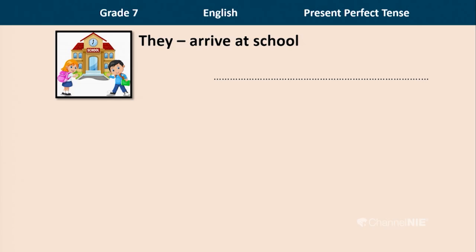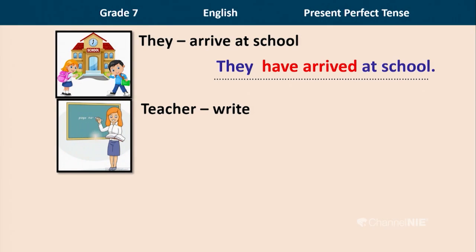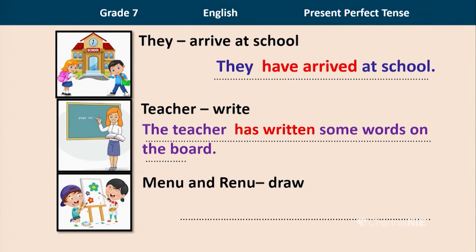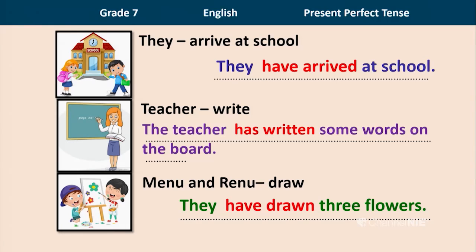They have arrived at school. Teacher has written. The teacher has written some words on the board. Menu and Renu have drawn three flowers. Now you can see children, instead of Menu and Renu, we have used they. They have drawn three flowers. As the subject here is plural, we have used have when forming the verb.